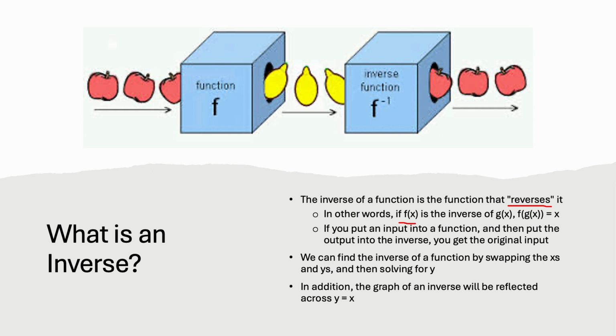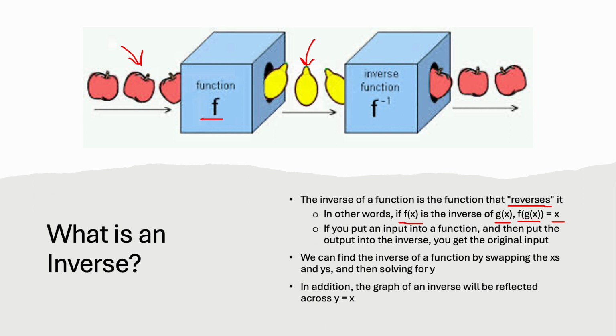So in other words, if f of x is the inverse of g of x, right, f of g of x is equal to x. So we can see that's kind of wordy. So let's use our visual representation here. If we put some input into function f, we get some output.